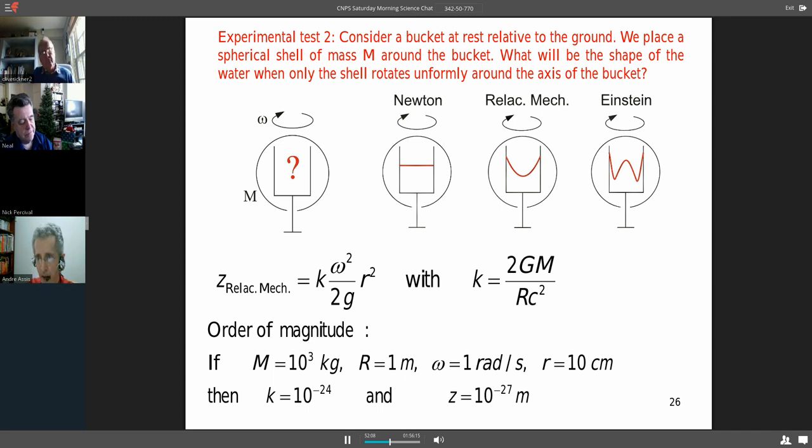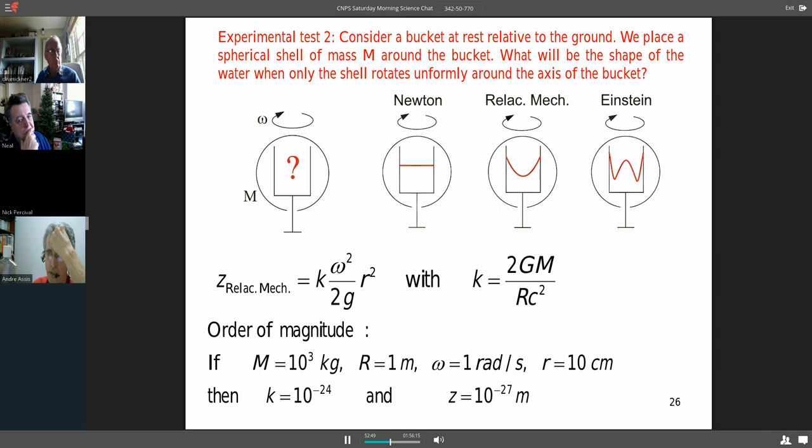If, for instance, I have a spherical shell of 1,000 kilograms, 1 meter radius, spinning in the laboratory, 1 radian per second, and I consider a bucket of side 10 centimeters, then this k will be 10 to the minus 24. The water will go up only 10 times 10 to the minus 27 meters. So it will not go up, not even a single atom. So, but this experiment we can perform.